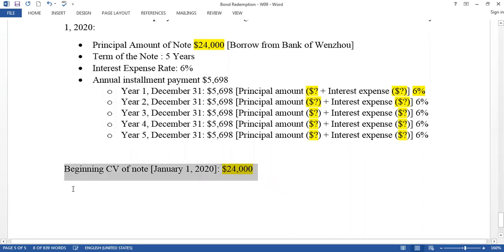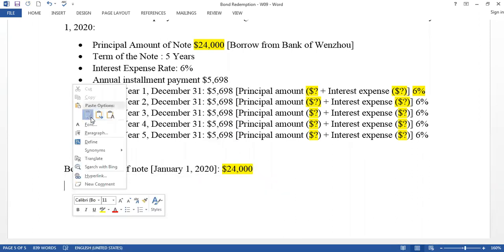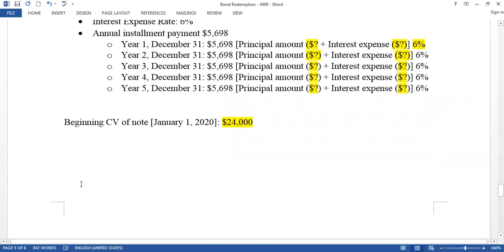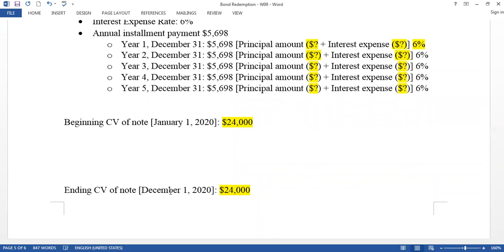And ending carrying value, December 31st, 2025. How much should it be at the end of year 5? What is the ending carrying value? $0. Yes, very good.